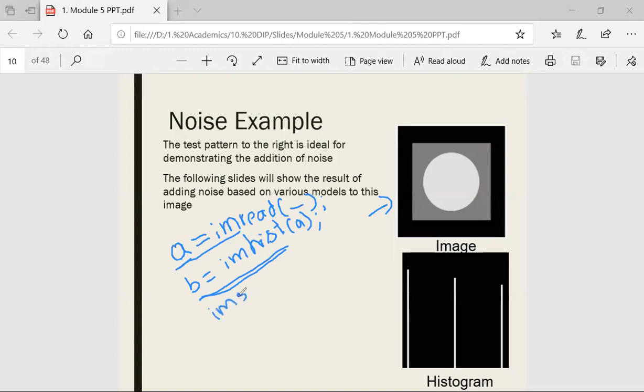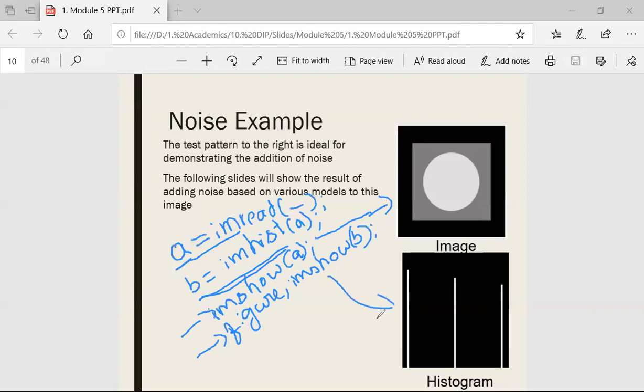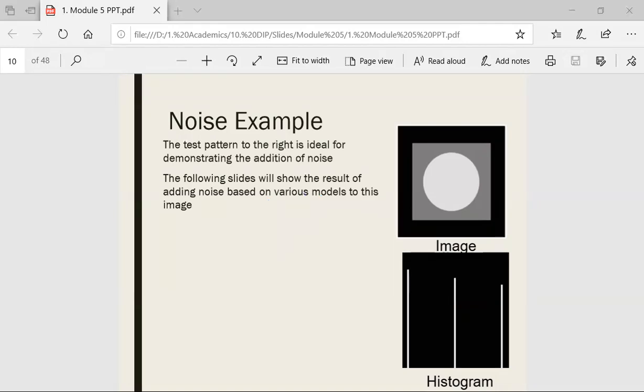Display both the images. Now imshow of A is going to display the original image, then figure comma imshow of B. So the first one is going to represent the original image, and the second imshow is going to represent the histogram. This is a simple process of creating the histogram.